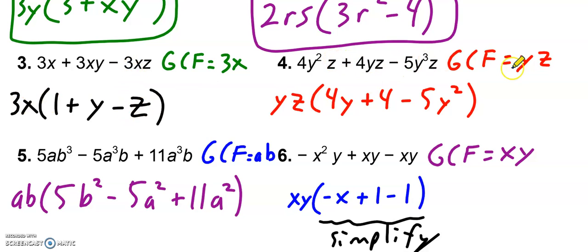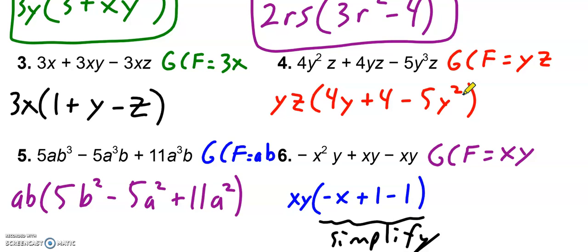Moving on, number 4, greatest common factor is yz. I know it was really tempting to say 4yz, but the last term didn't have a 4. Dang it. All right, so I took out a yz, and then here I'm left with 4y. I took out a yz here, and I'm left with just 4. And I took out a yz here, and I'm left with minus 5y squared.